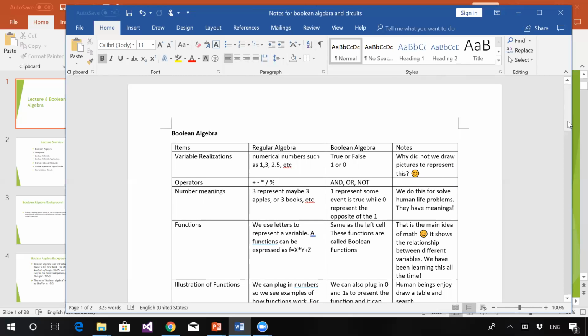In the new lecture, we are going to talk about a kind of algebra called Boolean algebra. Firstly, for the variable realizations, we have only 1 or 0. Or we can give them another set of names, true or false.